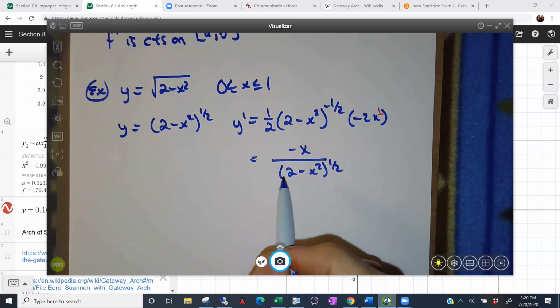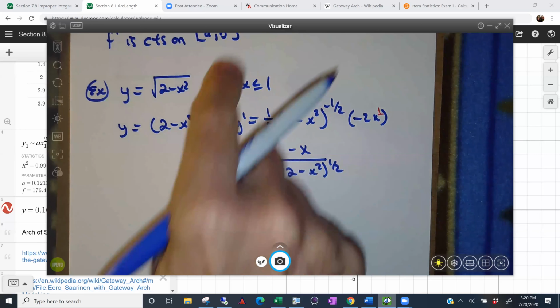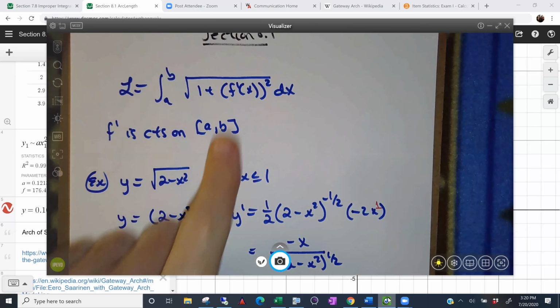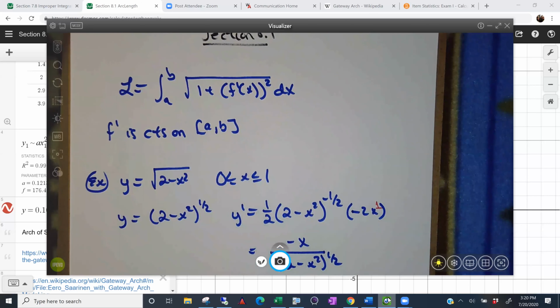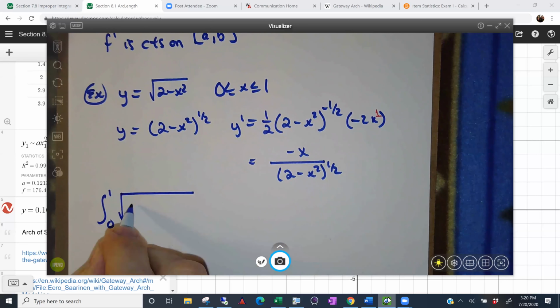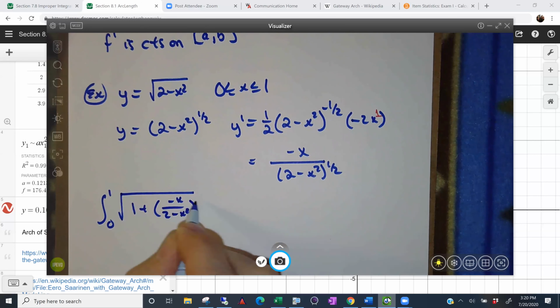Okay. So it's handy to have the derivative there. That's what we're going to use right here. That's our f prime. So let's set this up. This is going to be the integral from 0 to 1. The square root of 1 plus negative x over 2 minus x squared. This should be to the 1/2 power.